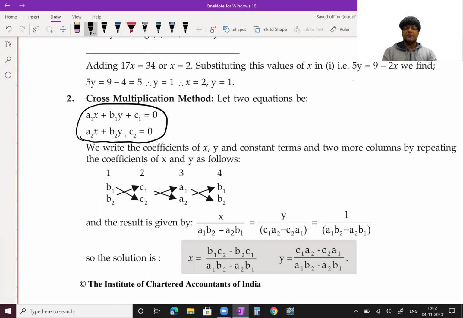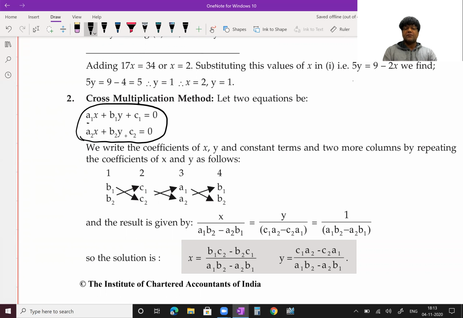In terms of two variables, x and y, you have to solve for x and y. Simultaneous equations. Which method? The cross multiplication method. What is that? The number behind x is a1, the number behind y is b1. Guys, these a1 and b1 are with sign, c1 also with sign. Behind x, whatever is the number, that is your a. Behind y, what is the number?